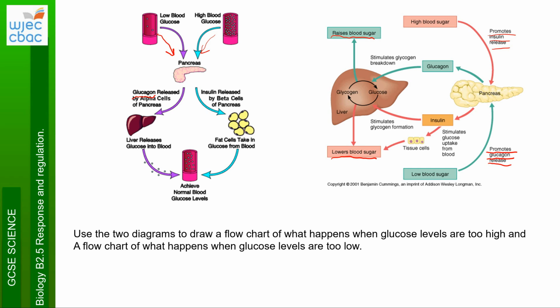So what I would like you to do now on the next page in your booklet, page 22, using these two diagrams, in particular this one, I would like you to draw a flowchart of what happens when glucose levels are too high and a flowchart of what happens when glucose levels are too low. So pause the video and write a flowchart, please.